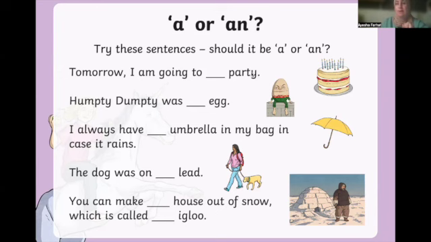But listen, if I was to use an, listen to how it sounds. Tomorrow I am going to an party. It doesn't make sense. And it won't be grammatically correct. Okay, now you have a go at doing the rest. See if you can use the rule and identify the consonants and the vowels. And then when you're ready, play the video and we will come.